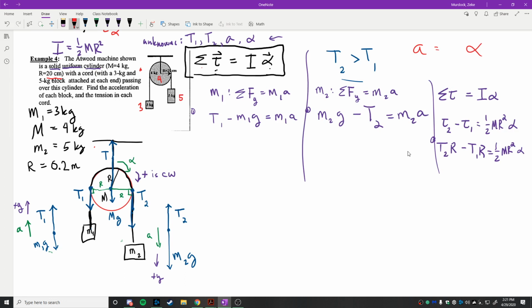They're related to each other. You're right. The rate at which the rope is moving downwards here, for example, is going to be the tangential acceleration of the cylinder.